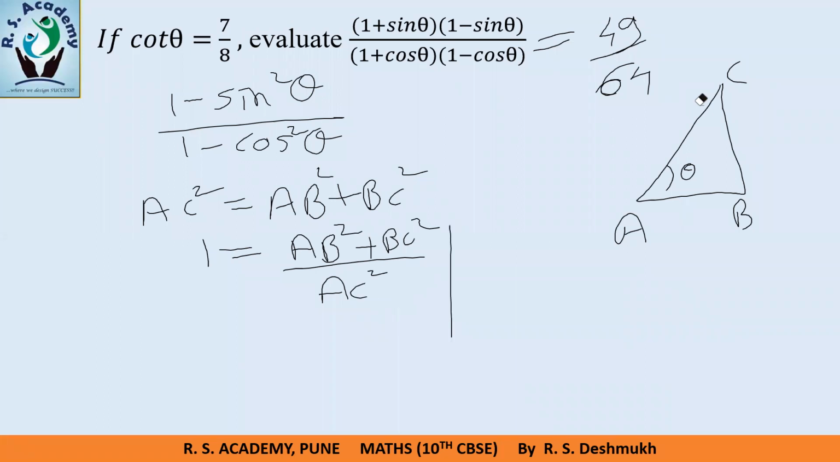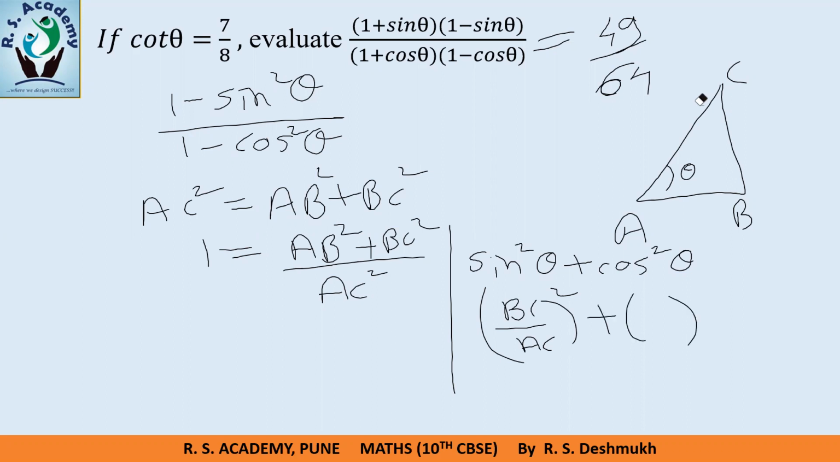I will show you one more thing. Suppose I want to find out sine square theta plus cos square theta. Sine square theta is sine theta whole square, that is opposite side upon hypotenuse, that is BC upon AC whole square. Cos theta is always AB upon AC, whole square. The denominator is the same, so what you get is BC square plus AB square upon AC square.